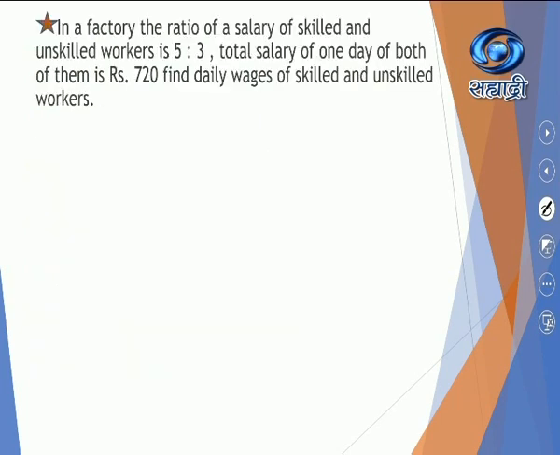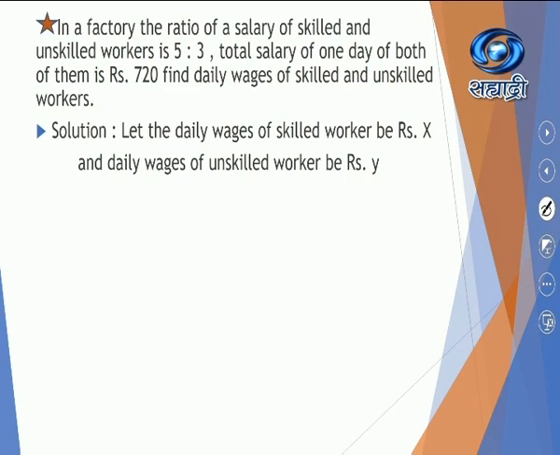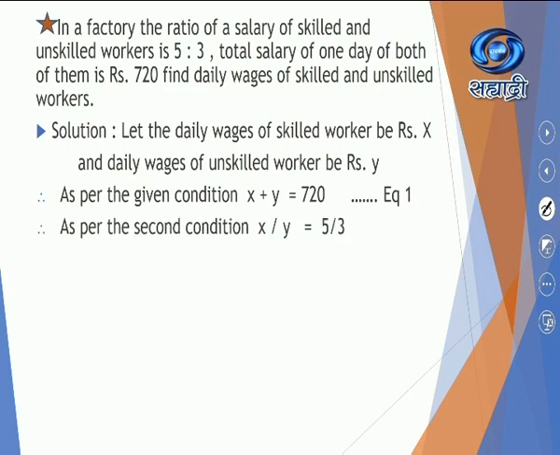Let us take one more star mark question. In a factory, the ratio of the salary of skilled and unskilled worker is 5:3. Total salary of one day of both of them is rupees 720. Find daily wages of skilled and unskilled worker. Let the daily wages of skilled worker be x rupees and the daily wages of unskilled worker be y rupees. As per the condition, x plus y together is 720. So this is equation number 1.